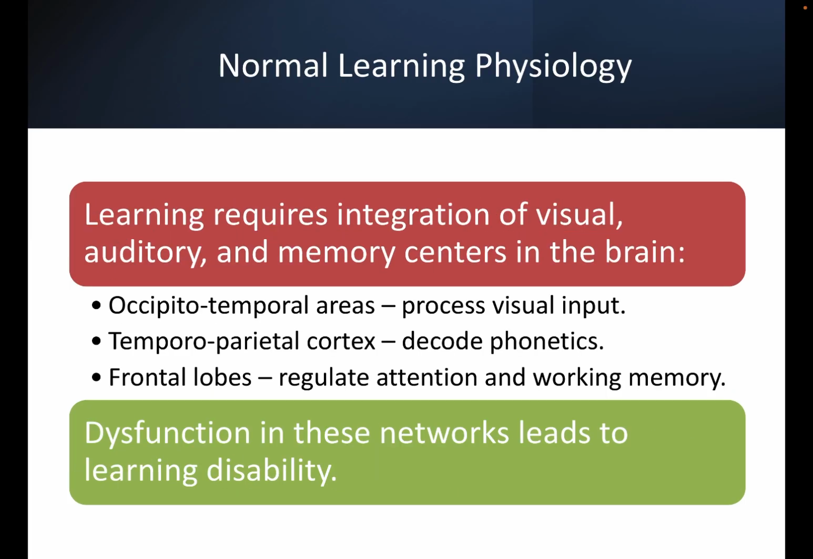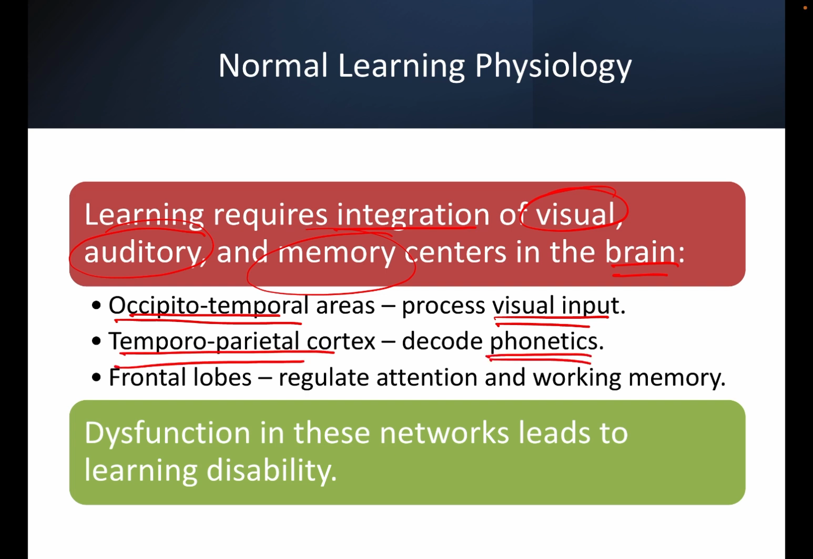Learning actually requires integration of visual, auditory, and memory centers in the brain. So the occipital temporal areas process the visual input, temporoparietal cortex decodes the phonetics, and frontal lobes regulate attention and working memory. So dysfunction in these networks can lead to learning disability.